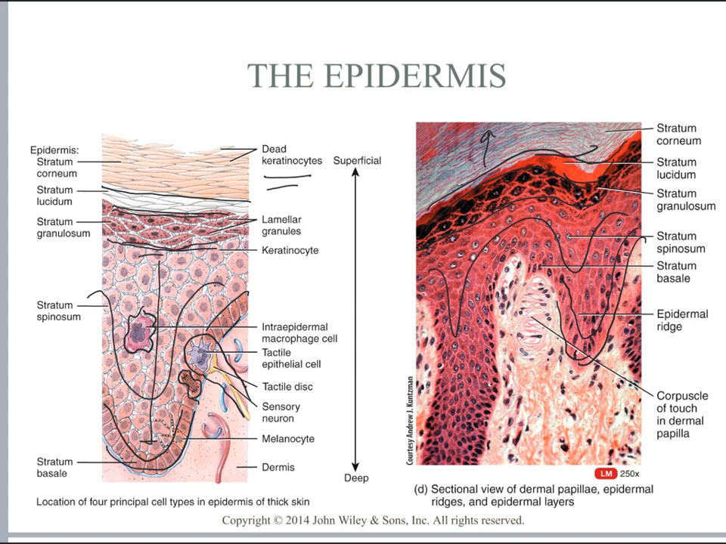Now, one other thing to look at, all these little projections that move into the spinosum are called dermal papillae. One other thing to see here, let's erase this line I drew because I drew over another structure, is a corpuscle of touch. You can see this nice big corpuscle of touch right here in the dermal papillae.